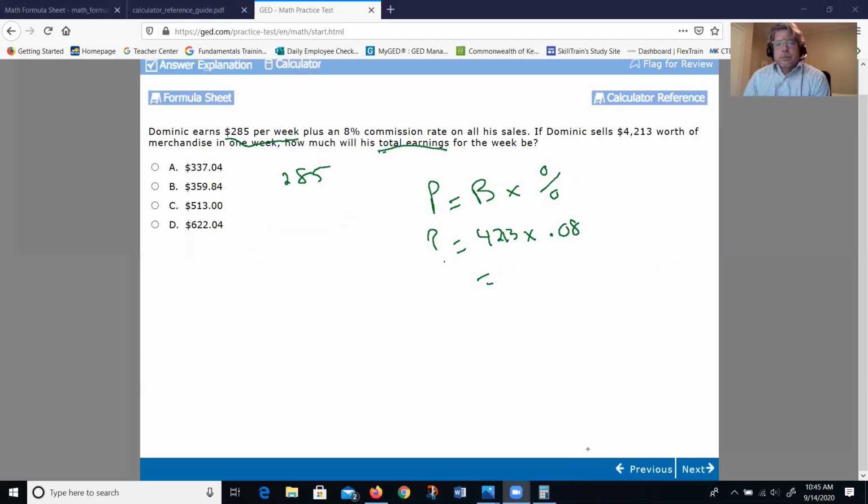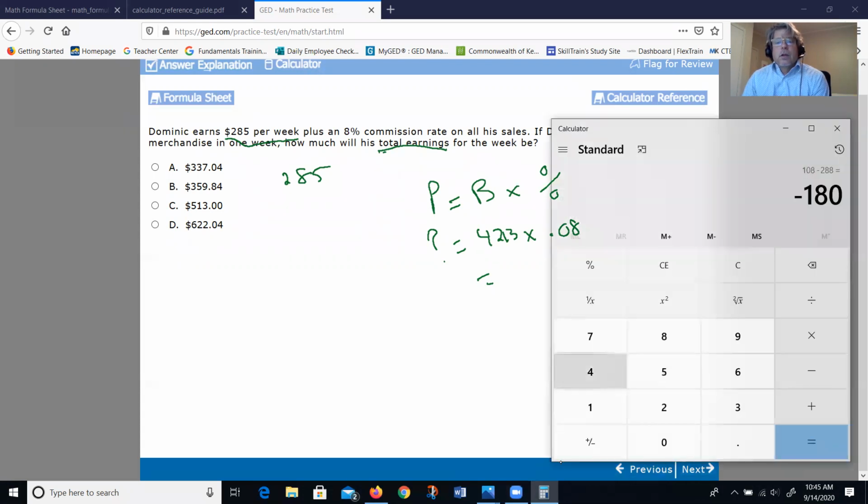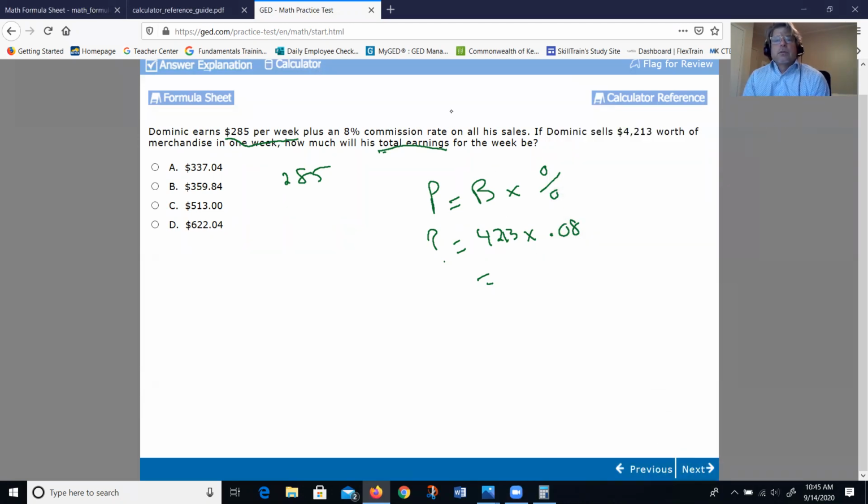So using our calculator, we pick up on then this 4,213 must be multiplied by this 0.08. So it's going to be a commission of $337.04. Let's see if I can get that to come up here again. So $337.04.